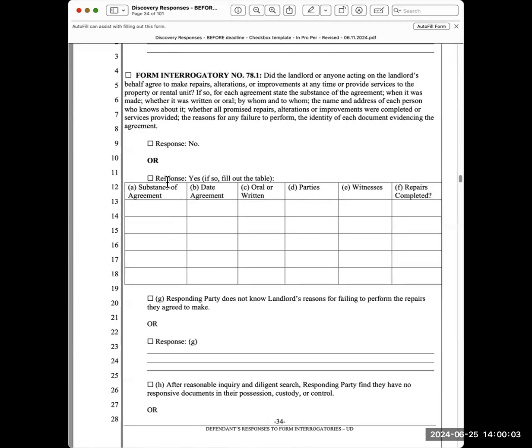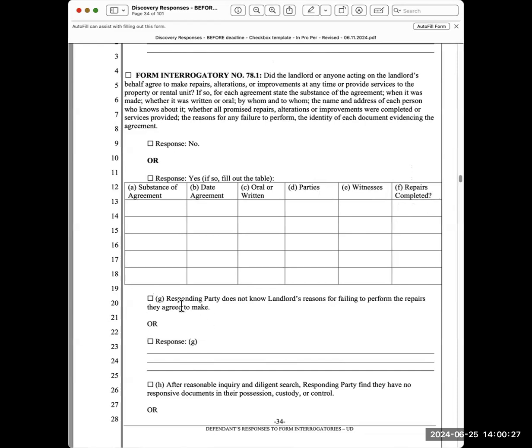And you're going to put in the substance of the agreement, the date the agreement was made, how it was made. Was it a conversation over the phone or in person or written in some way? The parties involved, any witnesses, and were the repairs actually completed? This is just the landlord agreeing to make the repairs. If they didn't follow through, you would explain that here.